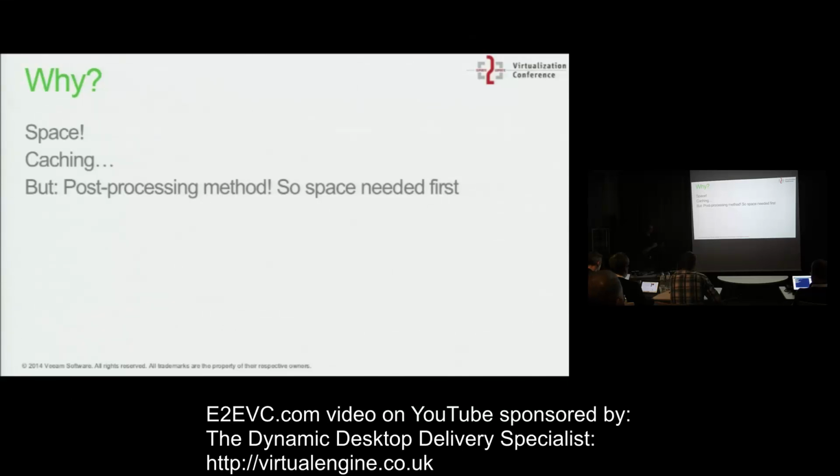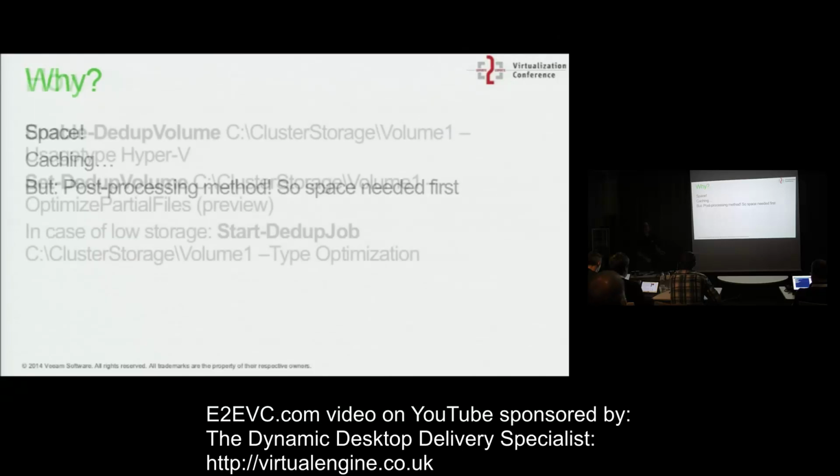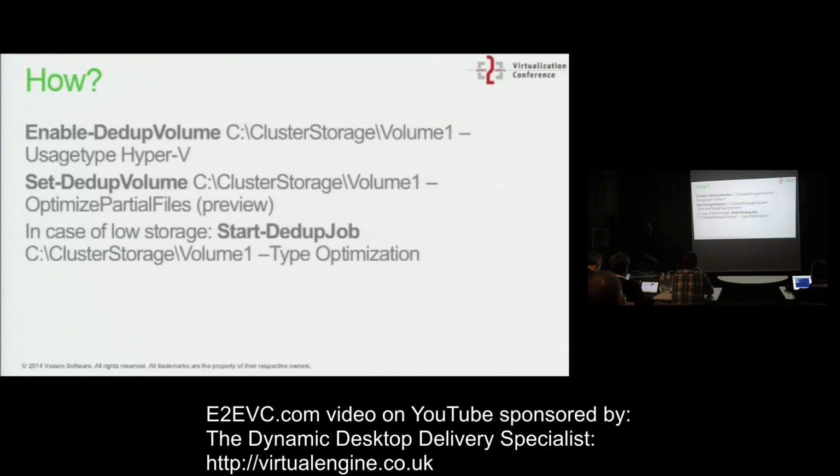Okay? So you actually will be able to save. All right, how do you do this? Enable dedupe on a cluster shared volume, with usage type Hyper-V. Or if you do it through the GUI, when you enable a volume, you click and say VDI specific. Otherwise it will be ready for files. Now it will be ready for VDIs.